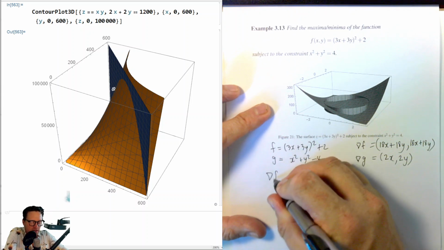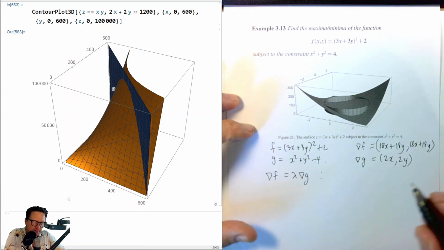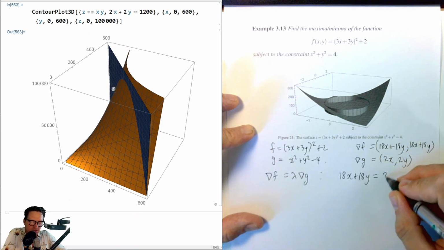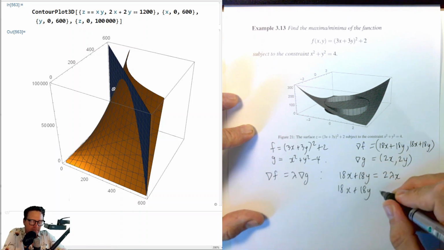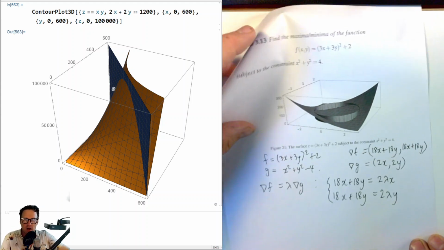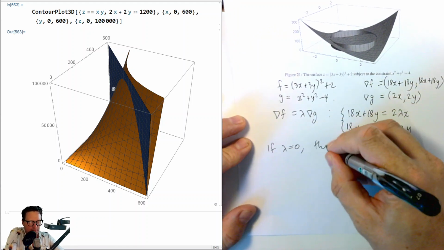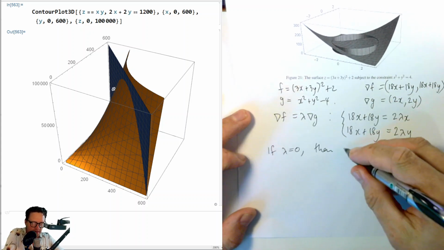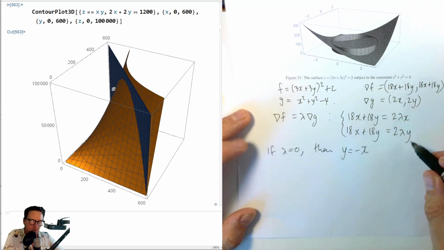Okay, so the equation grad f parallel to grad g gives us 18x plus 18y is equal to 2 lambda x, and then 18x plus 18y is equal to 2 lambda y. So we've got to solve this system. All right, now if lambda is equal to 0, then this side is 0, and we would have to have this side as 0, so then we would get y is equal to minus x. Right? That works in this equation too.